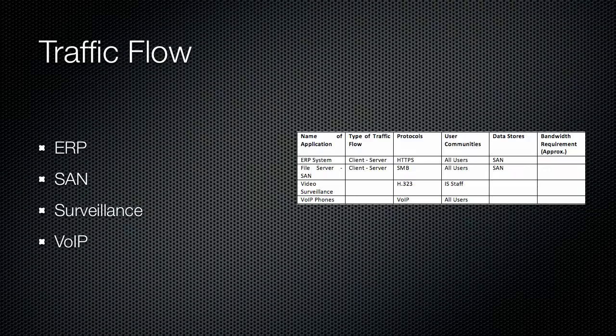Video surveillance. The IP cameras use H.323 protocol and are used by the information system staff. This is part of security, making sure that their physical equipment is properly secured. And there are VoIP phones which run on the network, which are also used by all users and run voice over IP.